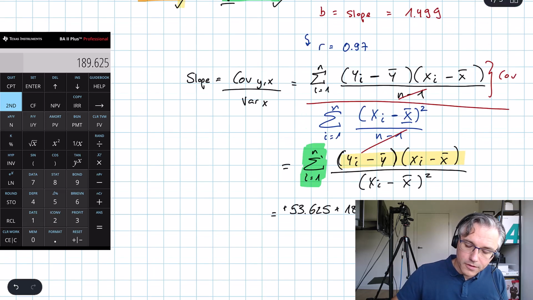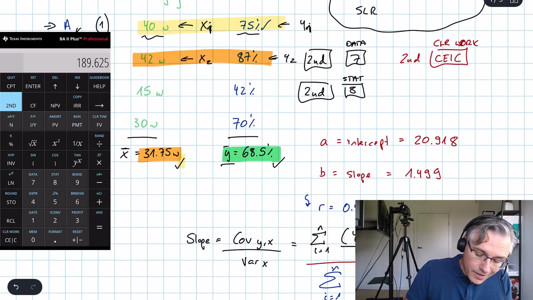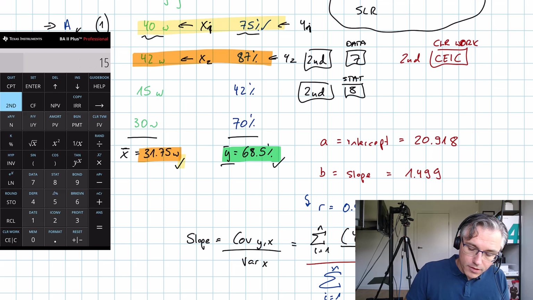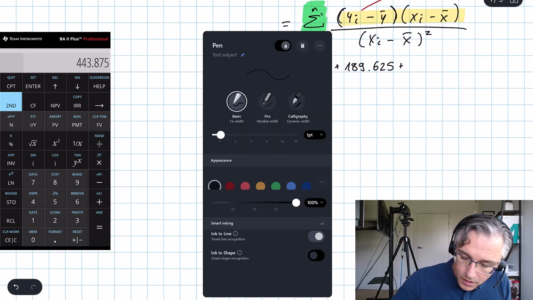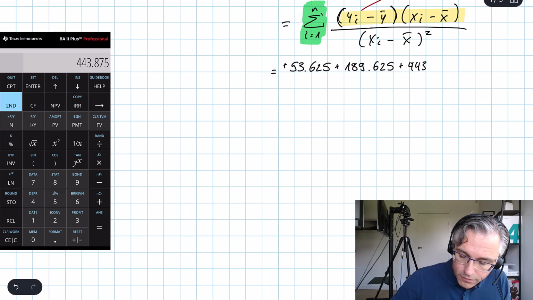Time for the third one. So I'm now in row C. 15, well, this is lower, right? Lower than the mean. 15 minus 31.75, negative, multiplied by open bracket 42 minus 68.5 close bracket, also negative, but the result of that multiplication is a positive 443.875. And time for one more.